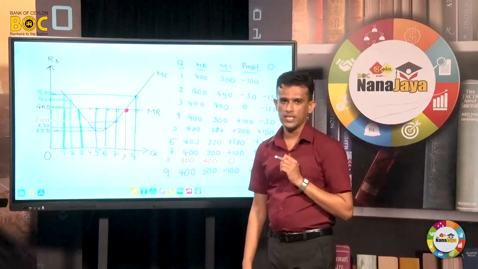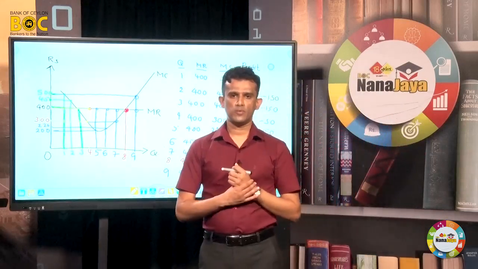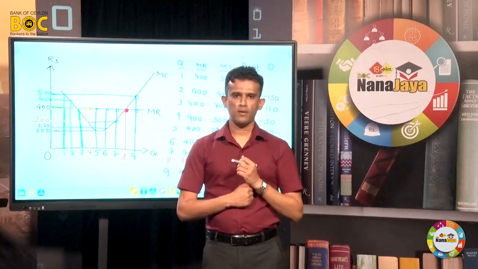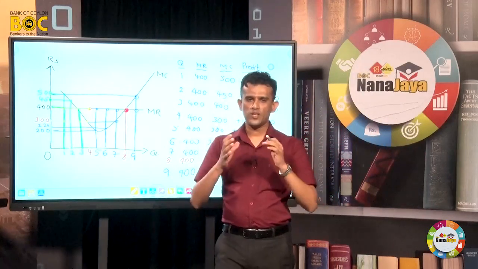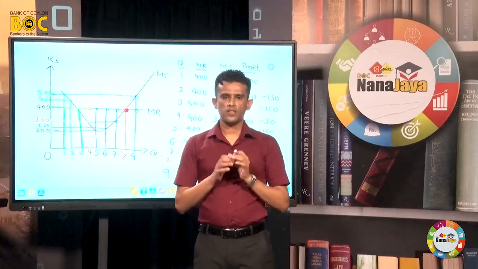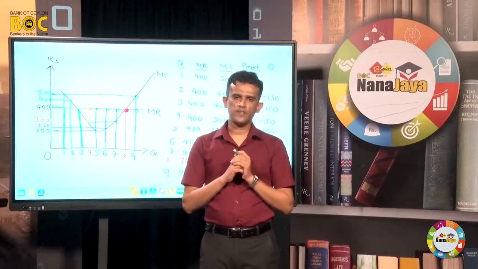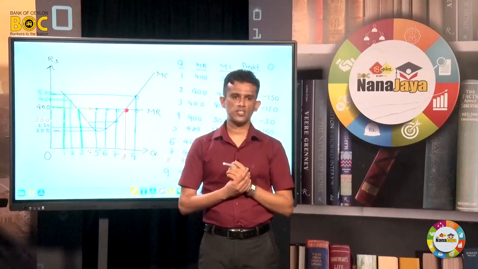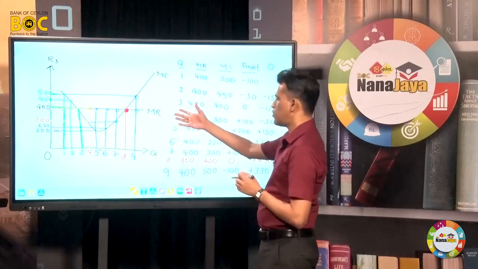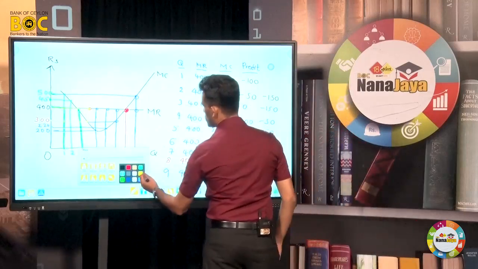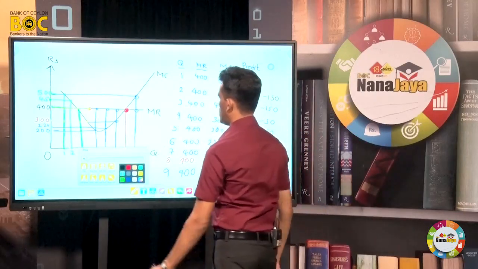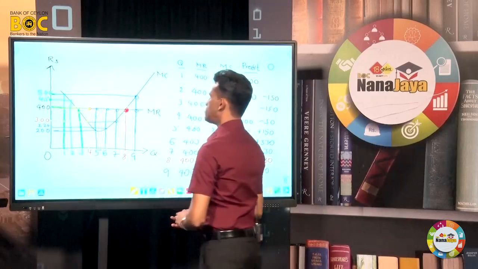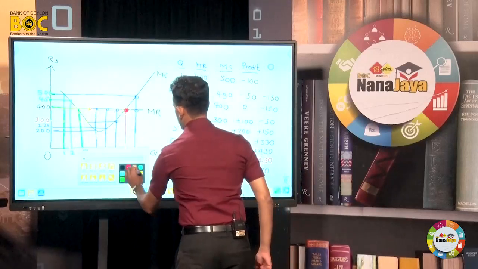So therefore we say that based on the MR-MC approach, the profit maximizing condition of a firm is the level of output at which the marginal revenue is equal to marginal cost. But if you carefully observe this diagram, there are two such points where the marginal revenue and the marginal cost are equal to each other. One is this, the other one is this. I will take them as point A and point B.